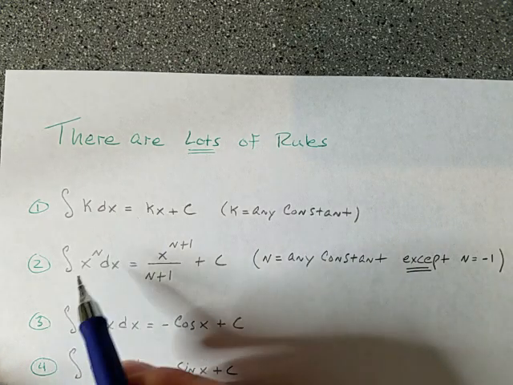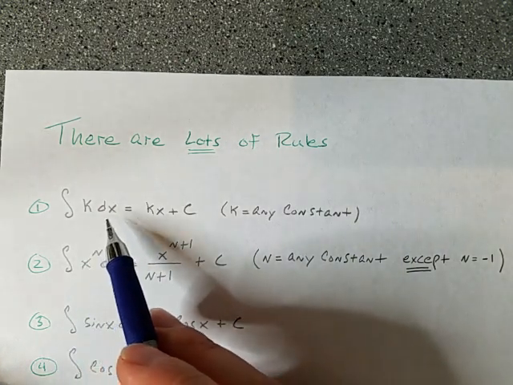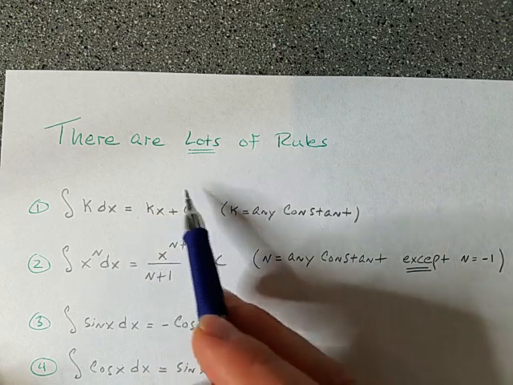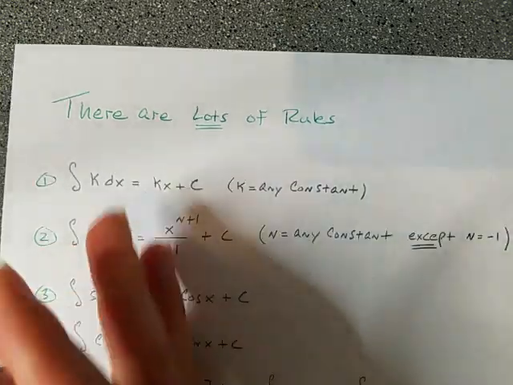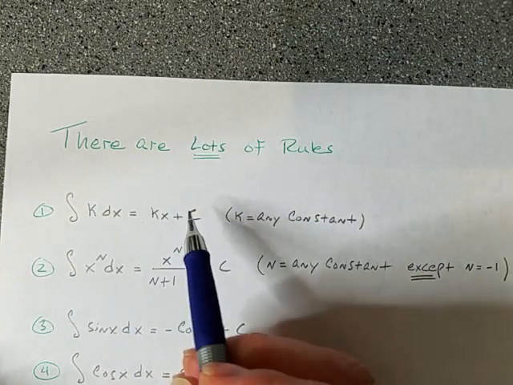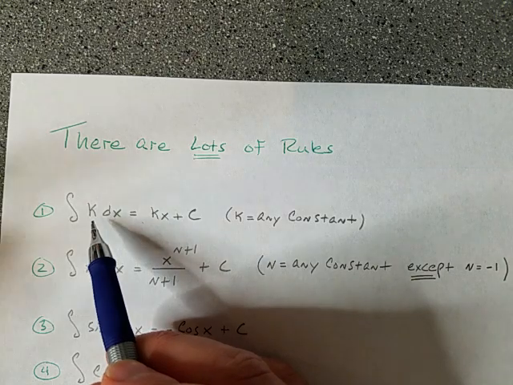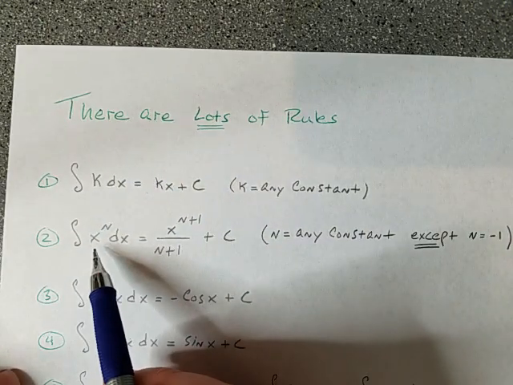Okay. So what's the antiderivative of a constant with respect to x? That constant times x plus c. Why is that? Do these rules have any rationale to them? Well, yeah. If you took the derivative of this, you'd get that. That's why.